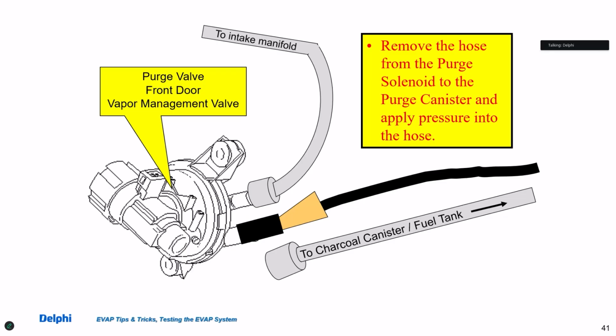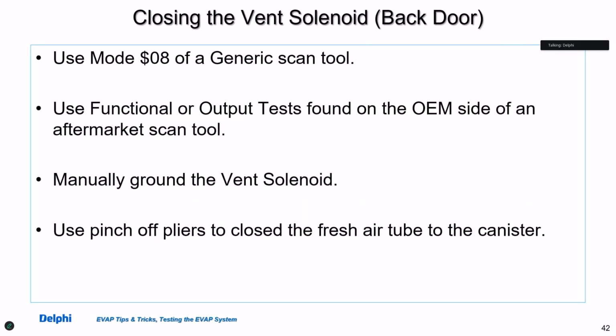If you need to test the purge, you can go the other way. Now, I think you can figure this one out even without putting smoke in there. You could blow through it, and you'd be able to tell if it was or wasn't working. Okay. How about closing the vent or the back door? That is the key to sealing the system, to perform the test we want.